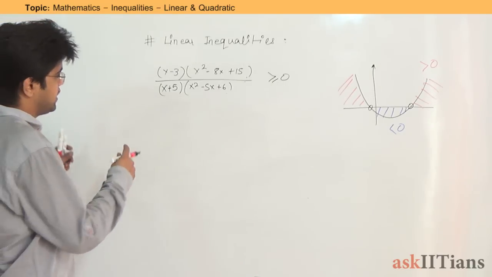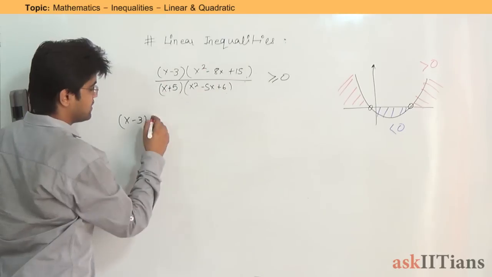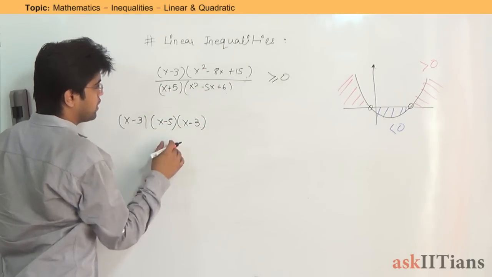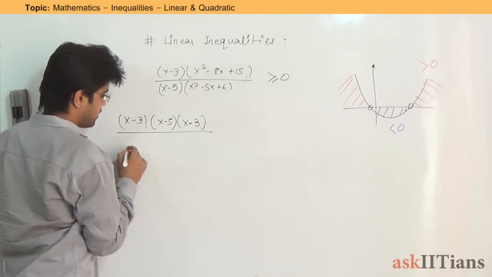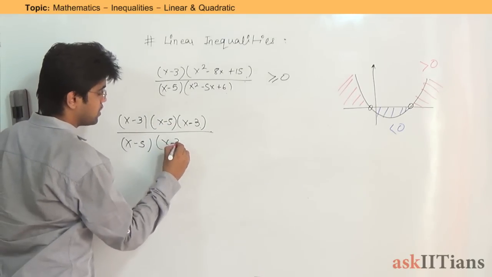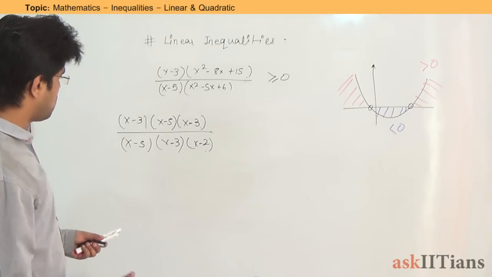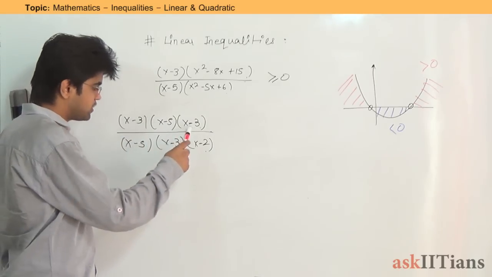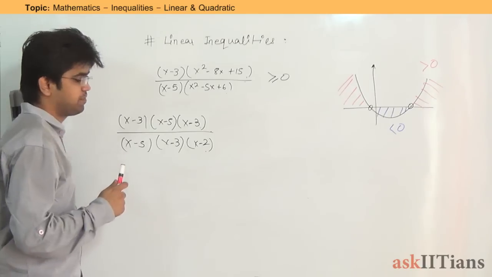Now again, the first thing is that we are going to factorize it. So let's factorize. x minus 3 stays. I can see that x square minus 8x plus 15 is nothing but (x minus 5)(x minus 3). Let's take it like x minus 5 so that our question becomes interesting. Divided by x minus 5, and x square minus 5x plus 6 is (x minus 3)(x minus 2). Now look what is happening. There are 3 roots at x equal to 3, and there are 2 roots at x equal to 5.